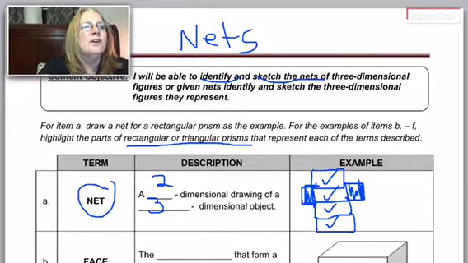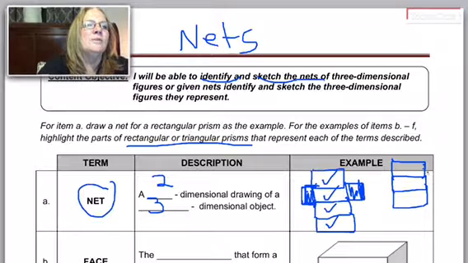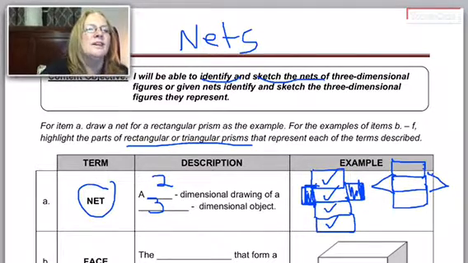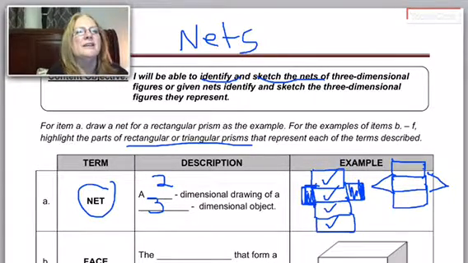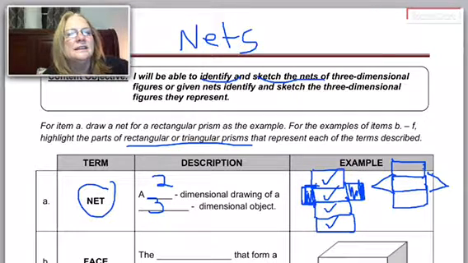Okay, let me try and draw a triangular prism. The sides are still going to be rectangles, but the base, which I'm going to put right here, would be triangles. All right, so we're going to look at these shapes, and it'll make a little more sense when you can see them.